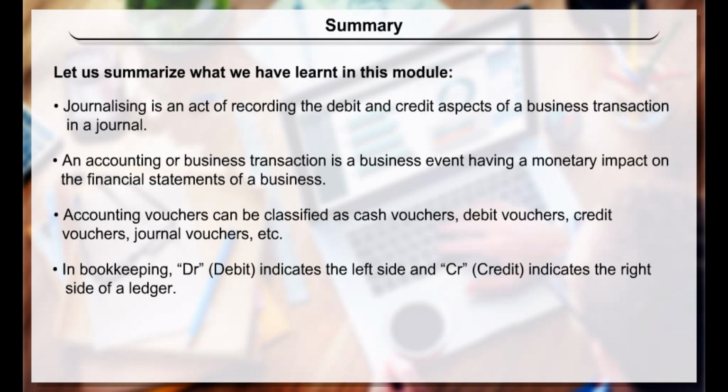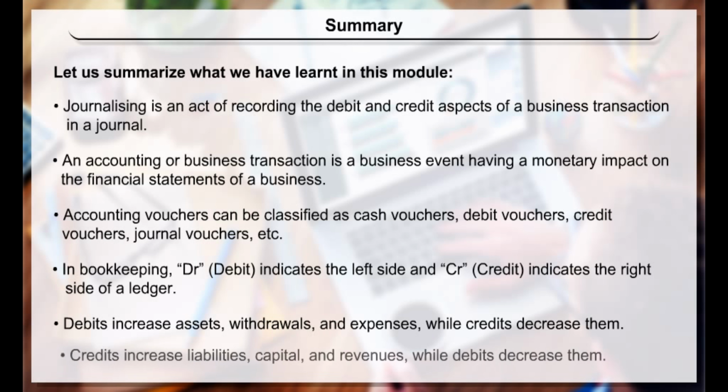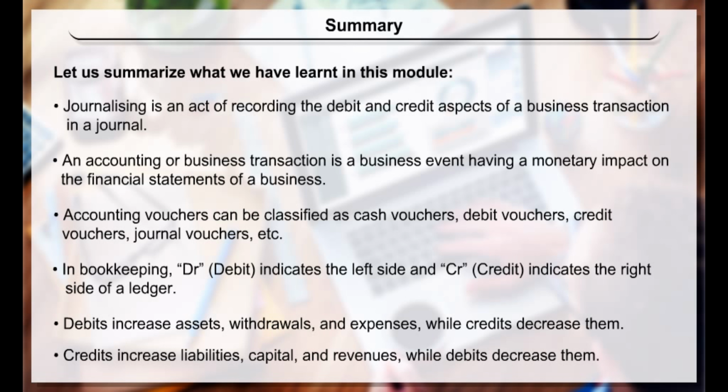In bookkeeping, DR or debit indicates the left side and CR or credit indicates the right side of a ledger. Debits increase assets, withdrawals, and expenses, while credits decrease them. Credits increase liabilities, capital, and revenues, while debits decrease them.